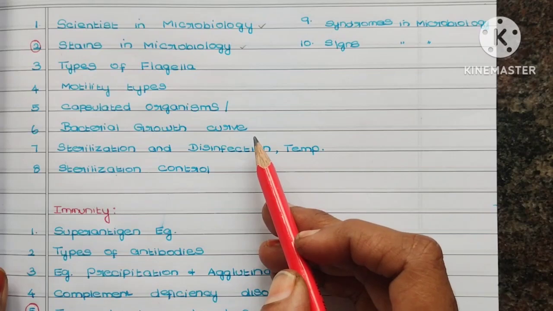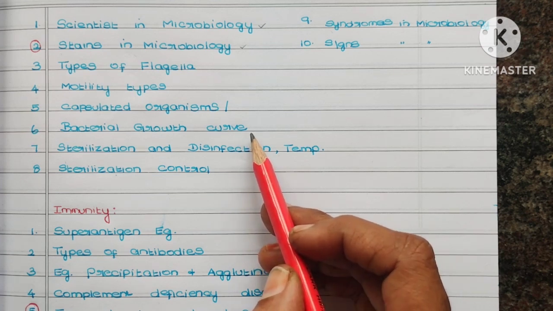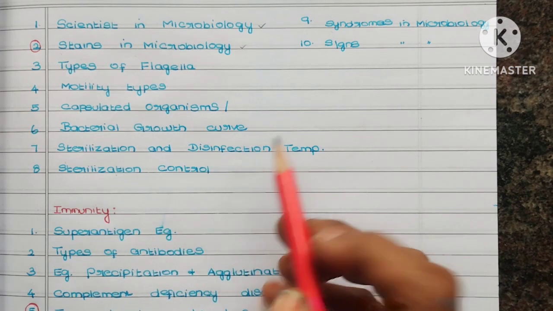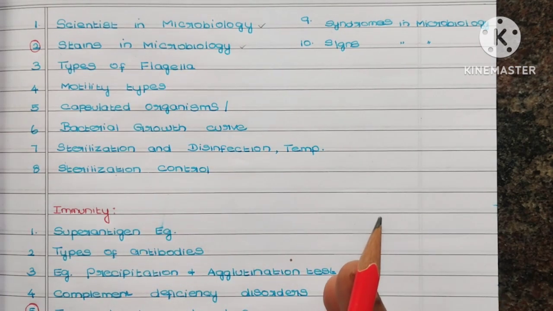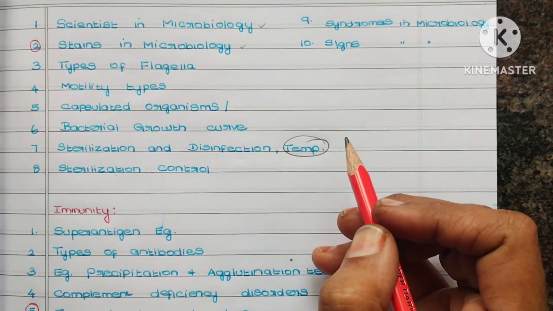Bacterial growth curve is an important topic which consists of the lag, log, stationary phase and decline phase. So you must know each and every point in this. And coming to sterilization and disinfection, you just want to know the classification, like what is dry heat, what is moist heat. The important thing is the temperature. So the temperature for autoclave and hot air oven is a must-know point.